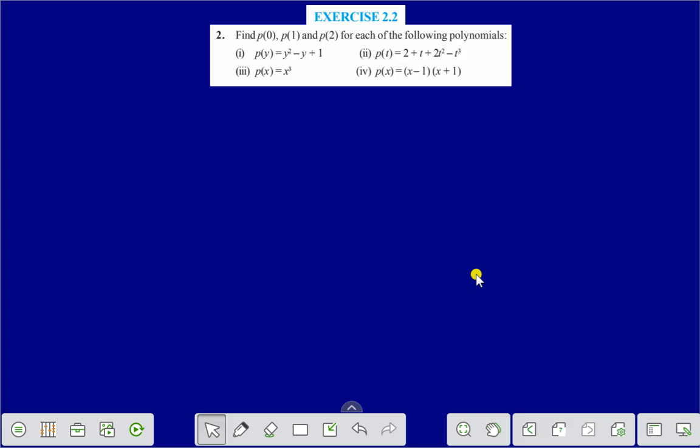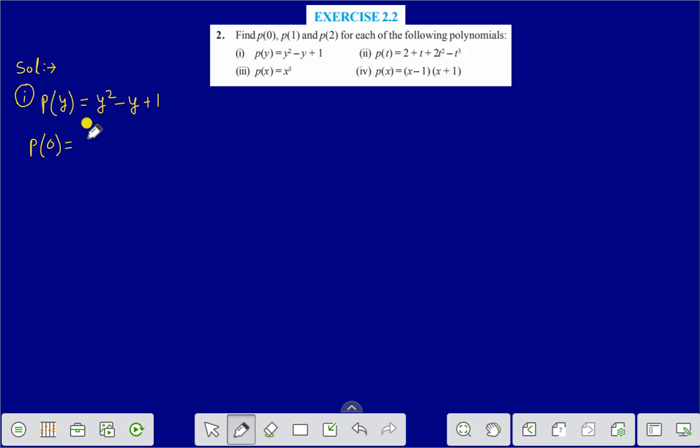Let us find P0, P1, P2 for each of the following polynomials. Question number 1 is P(y) equal to y square minus y plus 1. We'll find first P0.